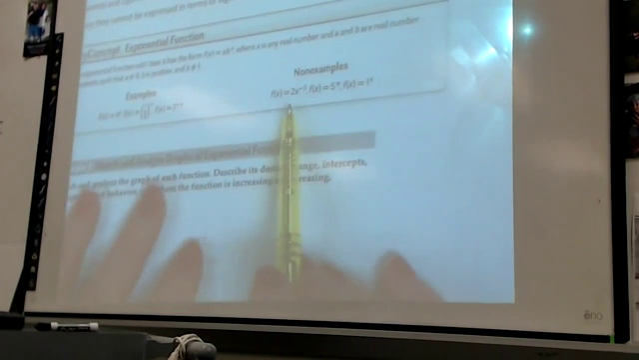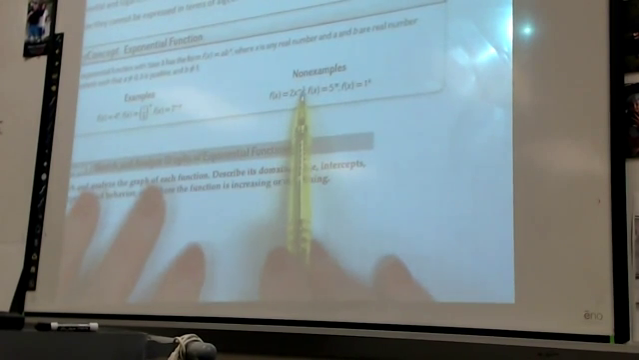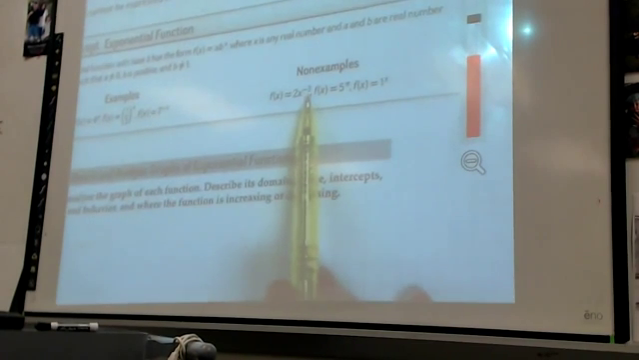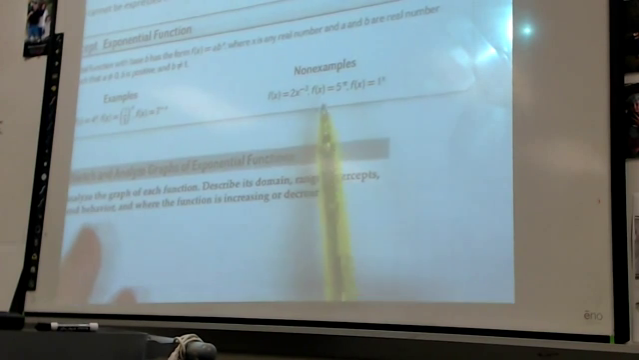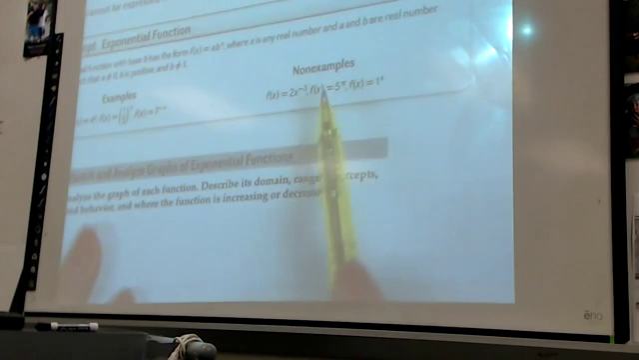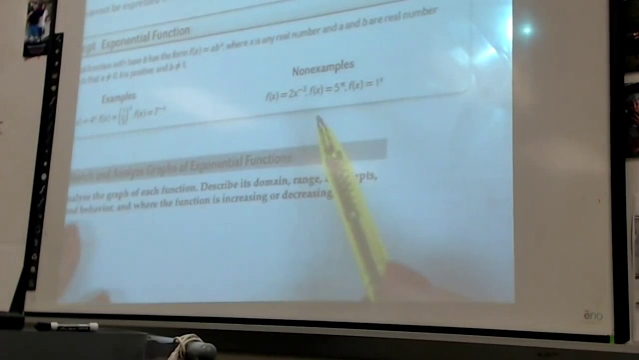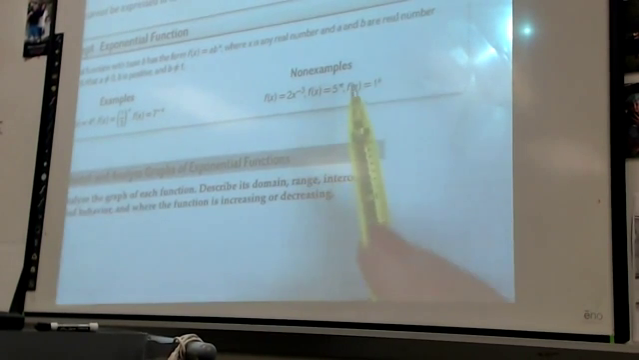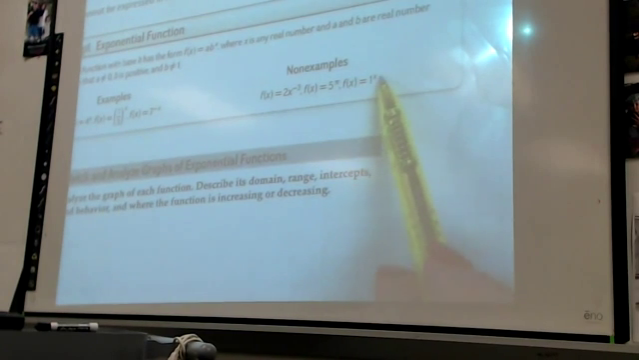Now, non-examples. 2x to the negative 3rd power. Well, that's not an exponential function because the variable is not the exponent. 5 to the power of pi. Well, pi is an irrational number, so that's basically like saying 5 to the power of 3 or any other number. And then 1 to the power of x. 1 to the x is not considered exponential because 1 raised to any power is always going to be 1, so it's kind of in a little category by itself.